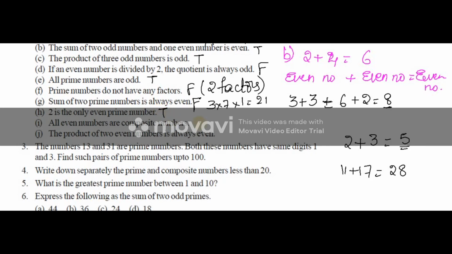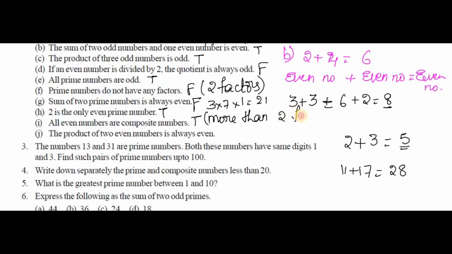All even numbers are composite numbers. Yes, because they have more than 2 factors. All the even numbers have more than 2 factors. Because prime numbers have only 2 factors, that is the reason they are not composite. They are not prime numbers, they are composite numbers.